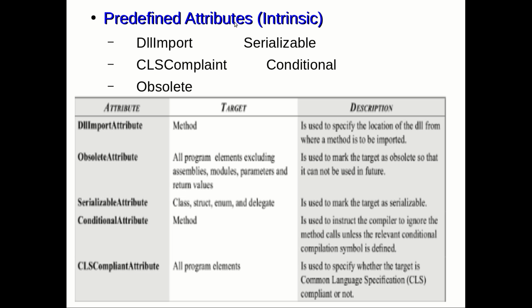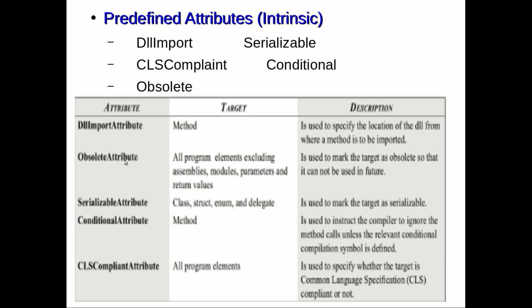Now when you take the predefined attributes, these are some of the predefined attributes available: DLL import, serializable, CLS compliant, conditional, and obsolete. These are predefined attributes. This is the one which I have collected from the Balagurusamy textbook. You have the DLL import attribute. Its target is only the method, and it is used to specify the location of the DLL from where a method is to be imported. So if I want to understand from where this method can be imported, you can make use of the DLL import attribute.